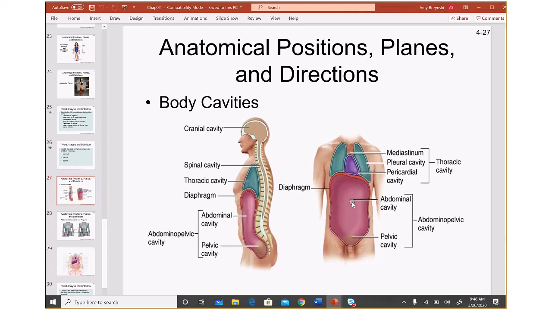Okay, so between the abdominal and the pelvic cavity, you'll notice that there really is no separation at all. So we often refer to this together as the abdominopelvic cavity because there's really no physical separation, like between the thoracic and the abdominal. So if you see it as the abdominopelvic, it's just because there's no physical separation.